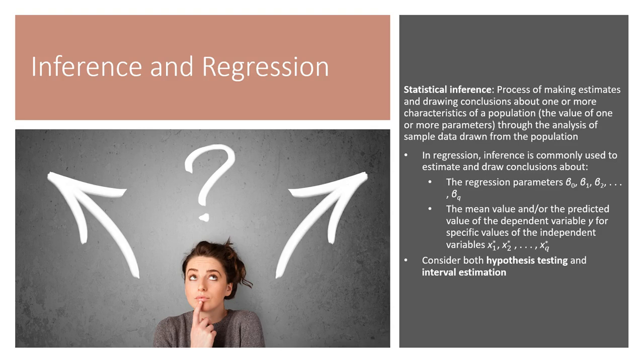That's going to be the process of making estimates and drawing conclusions about one or more characteristics of a population through the analysis of sample data drawn from that population. So if we're looking at regression, we're making inferences about the regression parameters beta naught, beta 1, and so forth, and the mean value or the predicted value of the dependent variable y for specific values of the independent variables x1 star, x2 star, and so forth. We're going to consider both hypothesis testing as well as interval estimation when we're doing this.